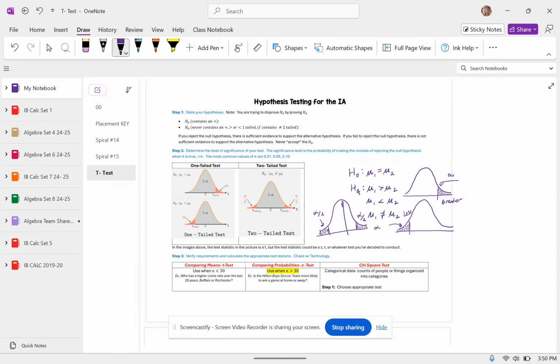Okay, so if you chose a level of significance of 95%, your alpha is 0.05. Therefore, the area in each tail of a two-tailed test would be 0.025. Okay, so that's what they're talking about by a one-tailed or a two-tailed test. It's all dependent on your null hypothesis.